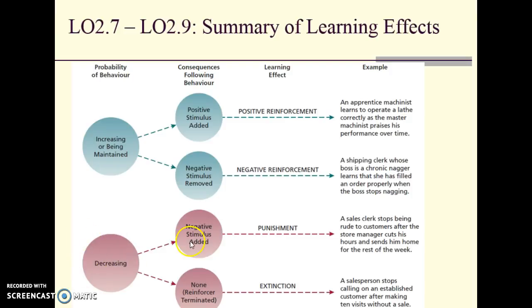For decreasing the probability of a behavior, we have a negative stimulus added, like punishment, or a positive reinforcer terminated, like in extinction. An example of punishment is a sales clerk who stops being rude to customers after the store manager cuts his hours and sends him home for the rest of the week. That's punishment. And extinction is when a salesperson stops calling on an established customer after making 10 visits without a sale.